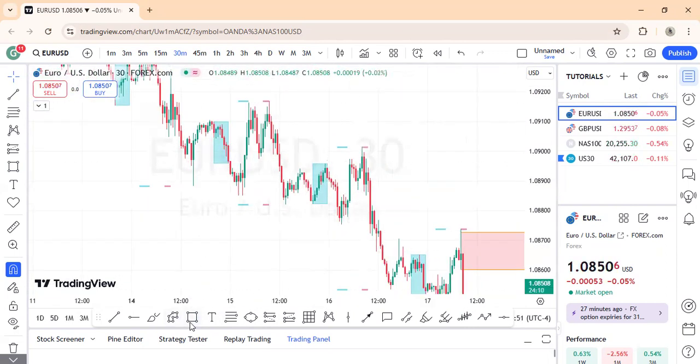Look at where Asia failed again. Can you see how this Asian order block failed? The market went around the Asian order block and then dropped. So be mindful of Asian order blocks. They're not high probability. So that is basically it.